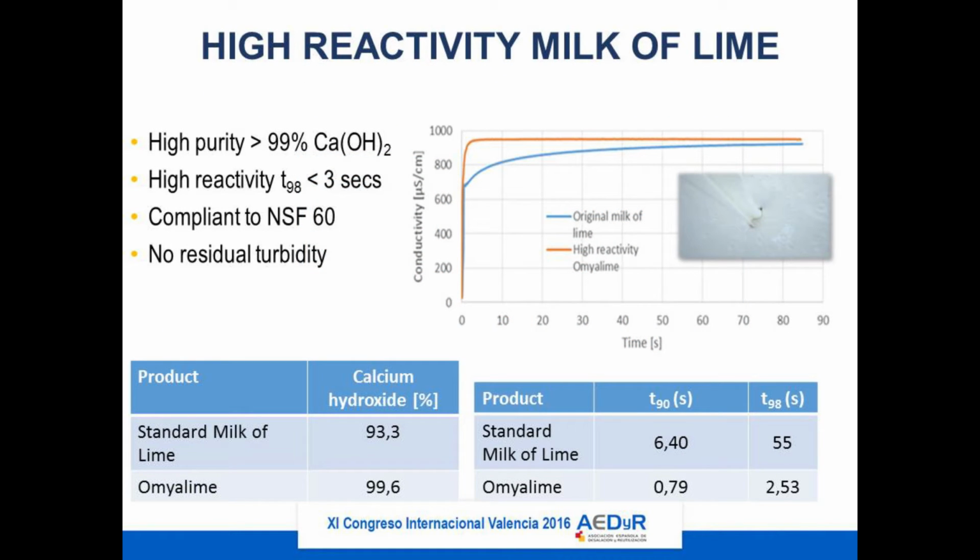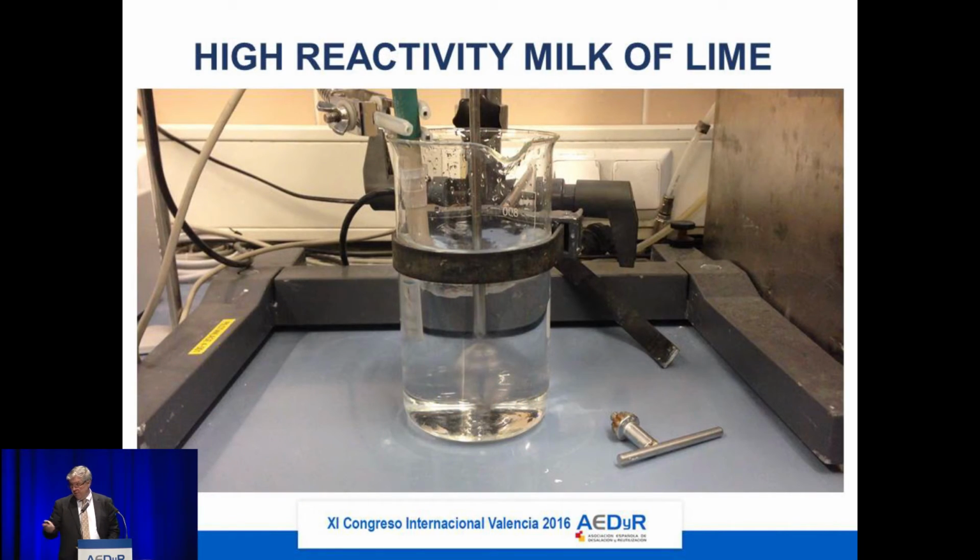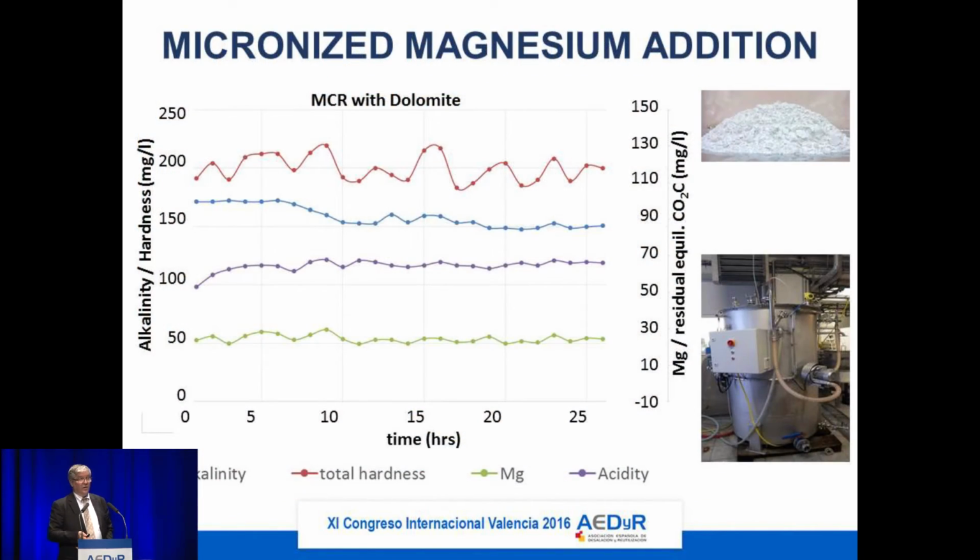This is a highly reactive milk of lime. It has a very high quality in itself, almost pure. So we add it, and it dissolves in seconds without any turbidity left. It's NSF 60 compliant. It has high reactivity, no residual turbidity. I will go past that. We also used, in the same membrane calcite reactor process, dolomite products to add magnesium, and we could achieve a very good dissolution rate as well with magnesium.